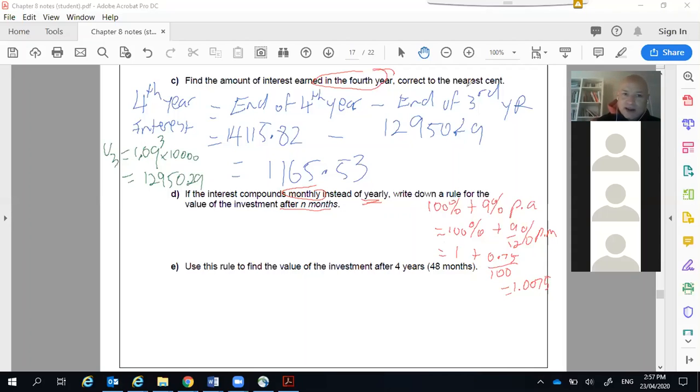Okay, so let's write our rule. Remember, they just want the rule in terms of n. So we're going to write V of n equals, well, there's the decimal that we just found, 1.0075, and we're going to put it to the power of n times 10,000. Any questions there?